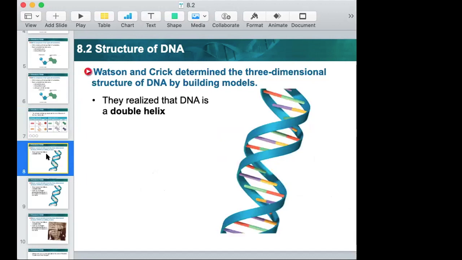So Watson and Crick in the 1950s determined that DNA is a double helix. They looked at the 3-dimensional model of DNA and determined what DNA would look like. And they called it the double helix. You've all seen that before. You have the 2 strands intertwined.